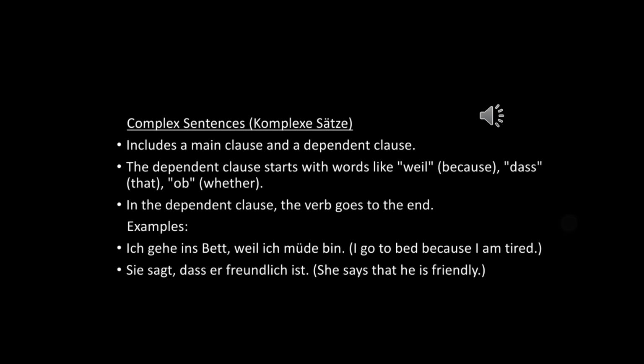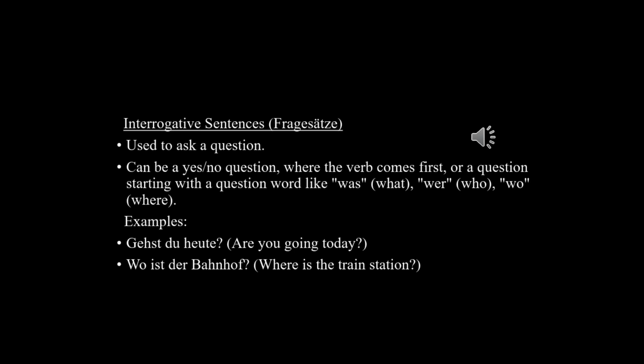Complex sentences include a main clause and a dependent clause. The dependent clause starts with words like because, that, whether. In the dependent clause, the verb goes to the end. For example, I go to bed because I am tired. She says that he is friendly.